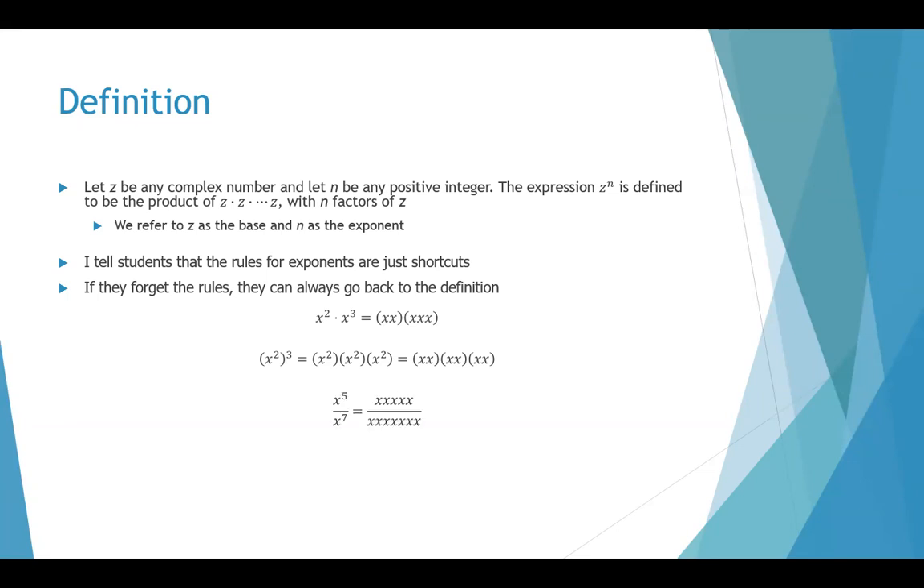This works with division. x to the 5th power over x to the 7 means there are 5 x's on top, 5 x's down below, and we can filter off our ones. Okay, and filter off the ones, and we're going to have that is 1 over x squared.